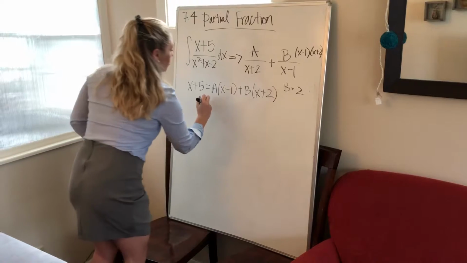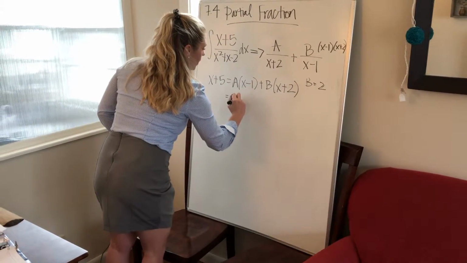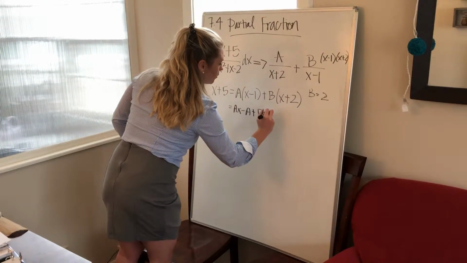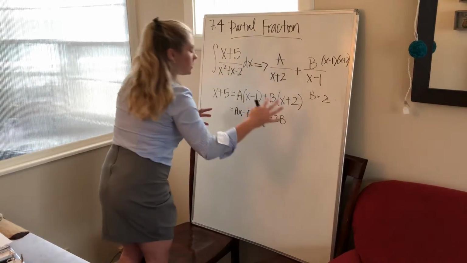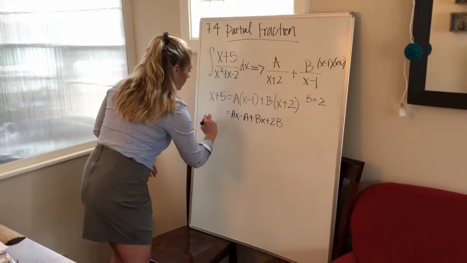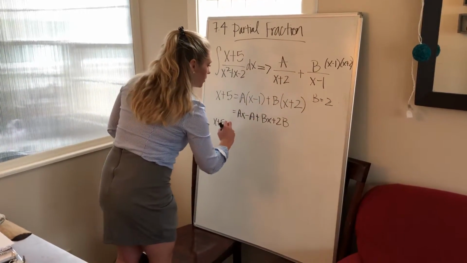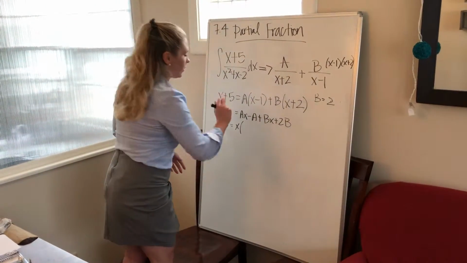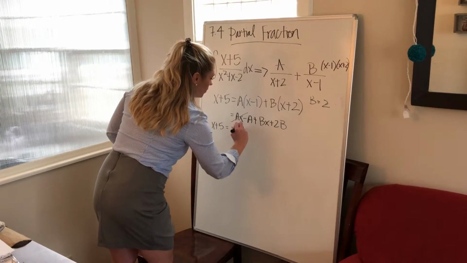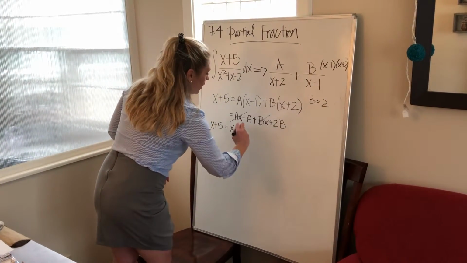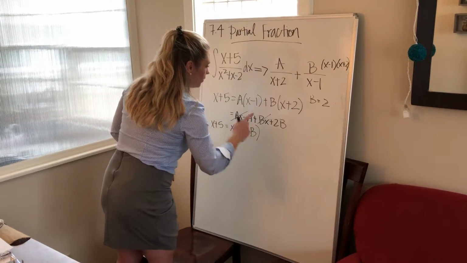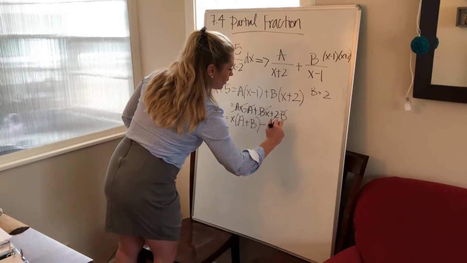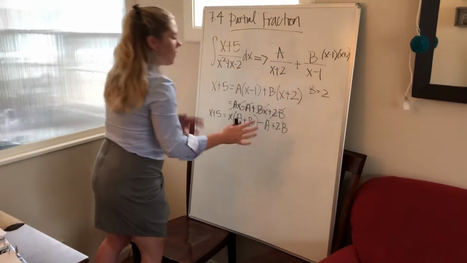So all I'm going to do is distribute my terms. So I have ax minus a plus bx plus 2b, and I'm going to combine like terms. So we have x plus 5 equals x times, and I also like to cross them off as I go. So I have ax, and then I have bx. So I have a plus b, and then I have minus a plus 2b. And then I match them up.